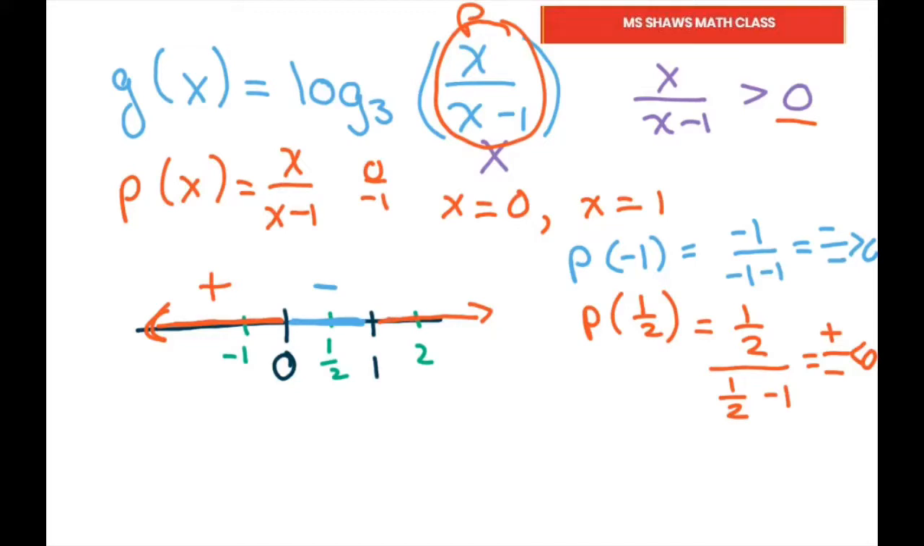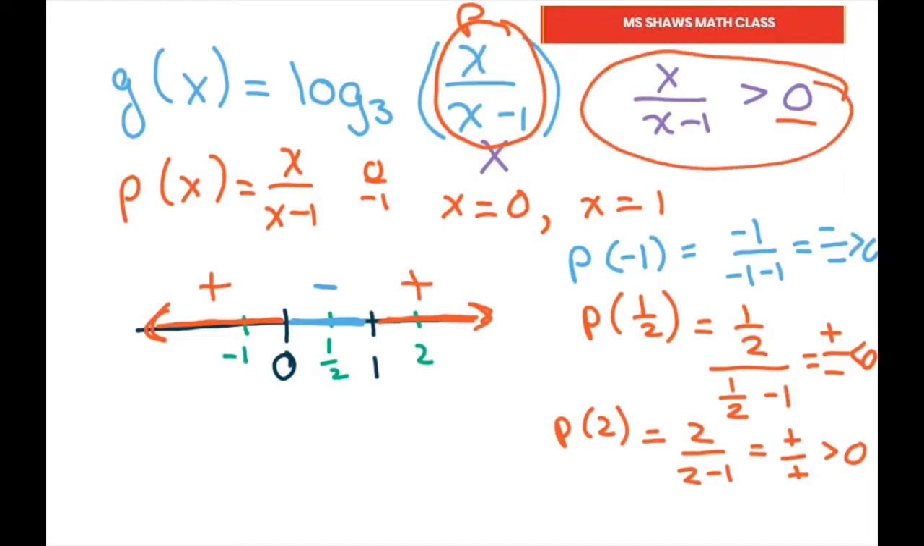And then let's plug in 2. So p of 2 is going to be 2 divided by 2 minus 1, which would be a positive divided by a positive, and that is positive. And we just want positive values. So our domain for this is all real numbers such that x is less than 0, which is this part right in here, or x is greater than 1, and that's this part right in here.